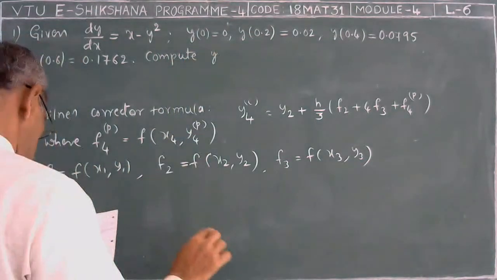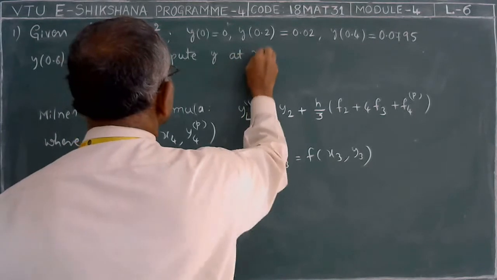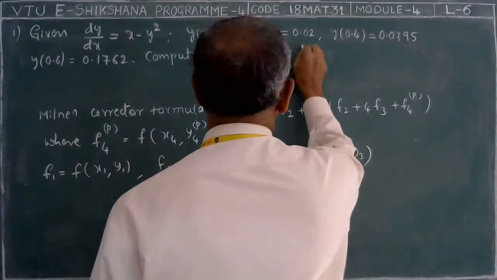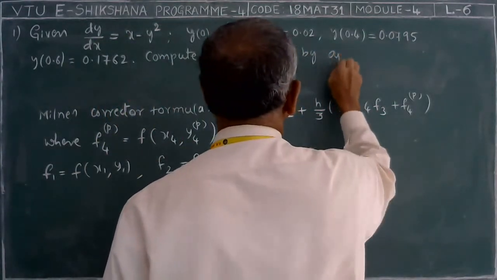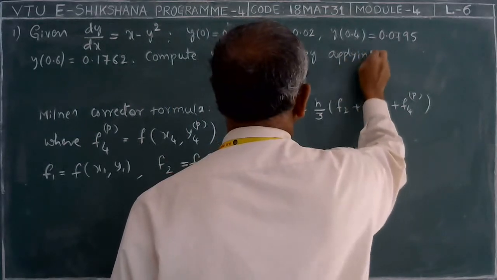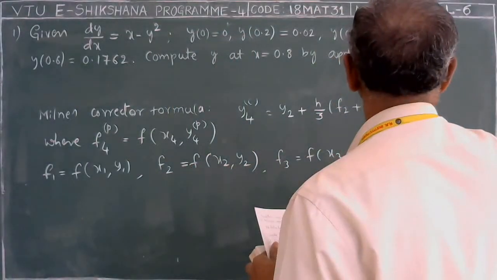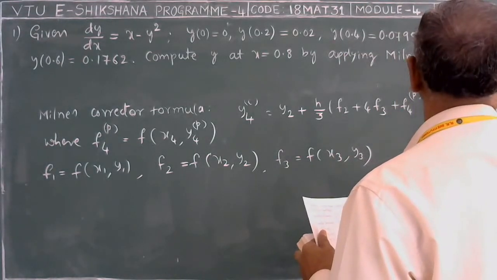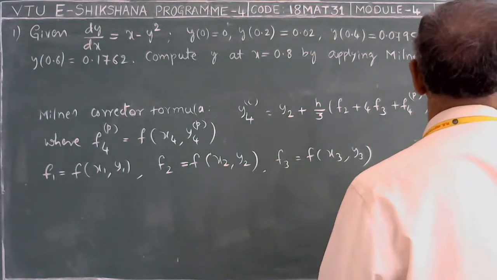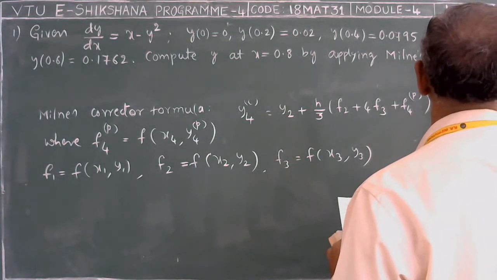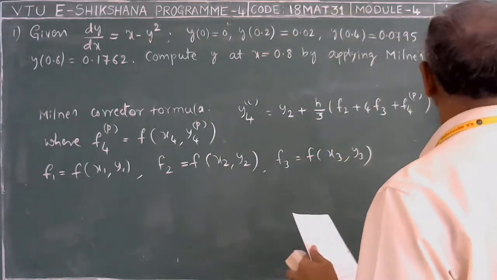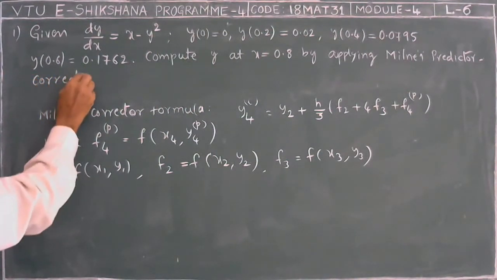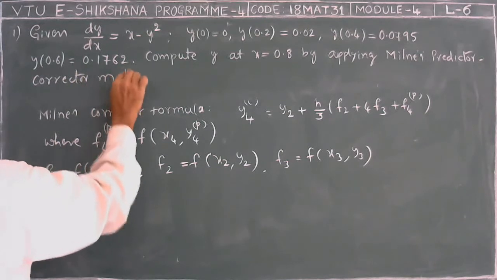Compute y at x is equal to 0.8 by applying Milne's predictor corrector method.